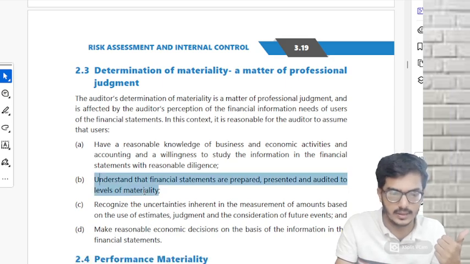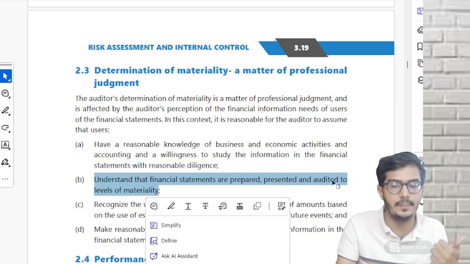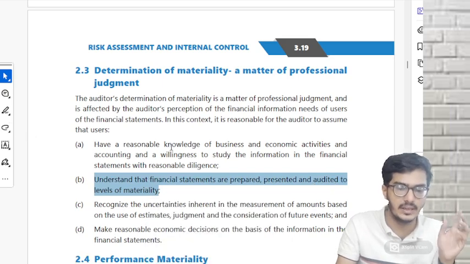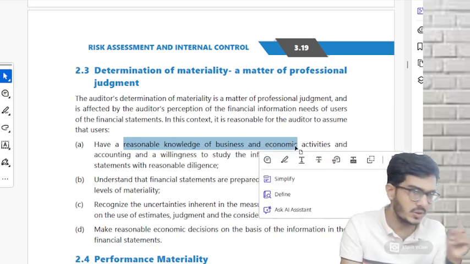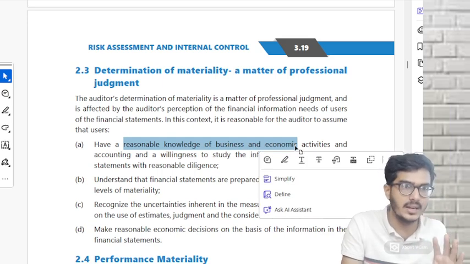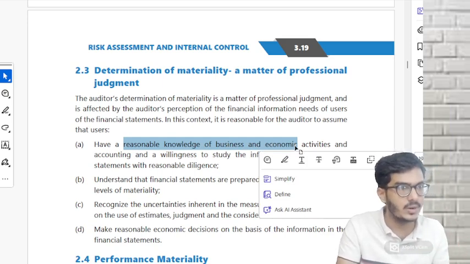Here it is. Understand that the FS are prepared, presented, and audited to the levels of materiality. Having a reasonable knowledge of business and economic activities. See, users, if you're a user of this FS, you'll have good understanding and knowledge about what the company is all about, what the business operations are, how the company is formed, etc. Only then are you a user, no? Just like that, you will not be a user.